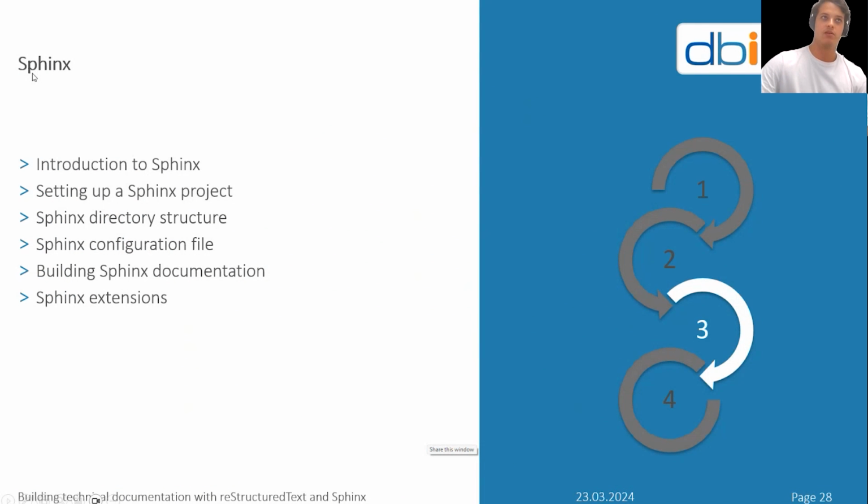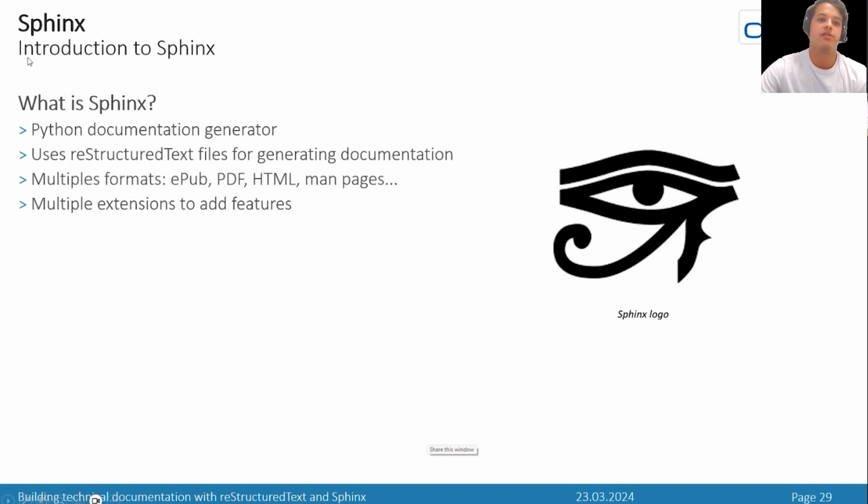Okay, now let's speak about Sphinx. I will first start with an introduction to Sphinx. So what is Sphinx? Sphinx is a Python documentation generator. When I say Python documentation generator, it means that Sphinx is written in Python. It doesn't mean that we can only generate documentation for Python code from it.